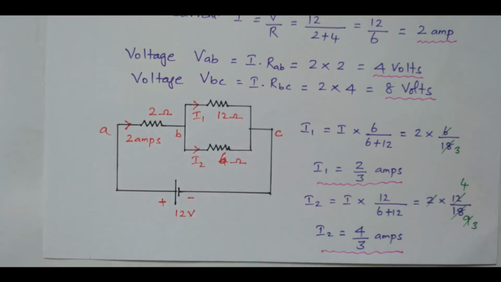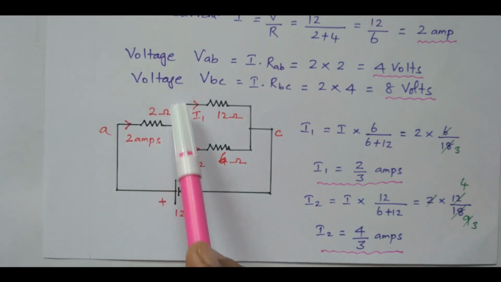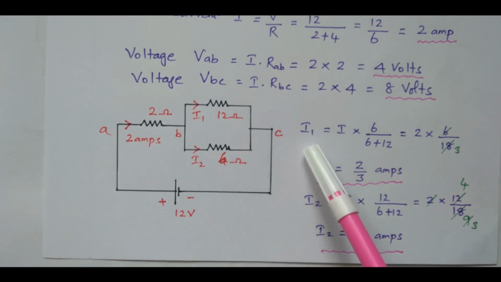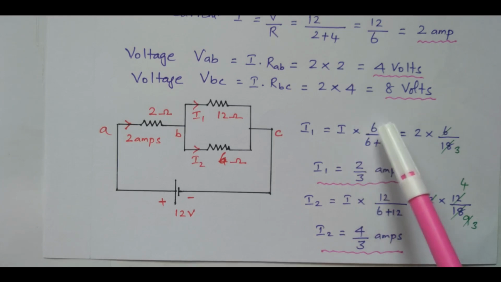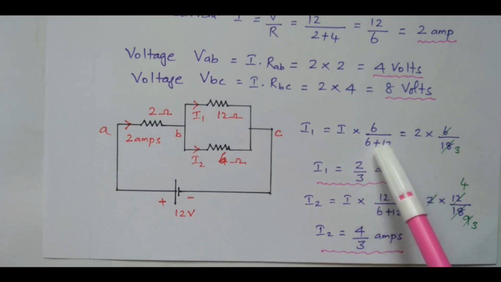So now we need to find I1 and I2. Other values are calculated. By using the current divider rule, we can find this I1 and I2. Right? So the total current is 2 ampere, that is divided into I1 and I2. How will you find I1? I1 equals, what is the formula? Total current multiplied by the other branch resistor divided by the total resistor.